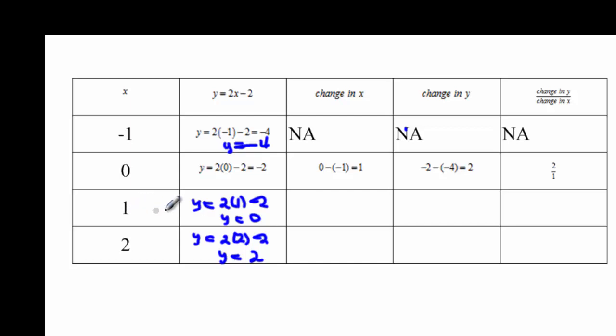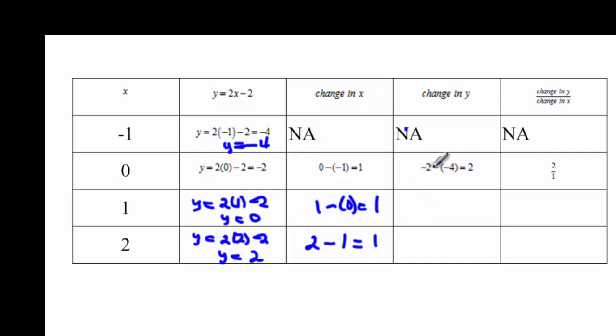So here at 1, when x is 1, I take 1 and I subtract the previous number, 1 minus 0 is 1. And I'm going to take 2 minus the previous x, which is 1, and 2 minus 1 is 1. So you can see that my change in x is always 1.